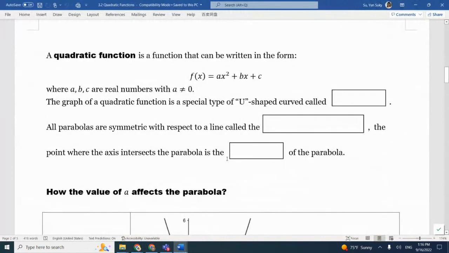Okay, quadratic function. A quadratic function is a function that can be written in the form of ax squared plus bx plus c, where a, b, c are real numbers and a is non-zero. Because if a is 0, this is a linear function. It's not a quadratic function. And then the graph of a quadratic function is a special type of U-shaped curve we call a parabola.